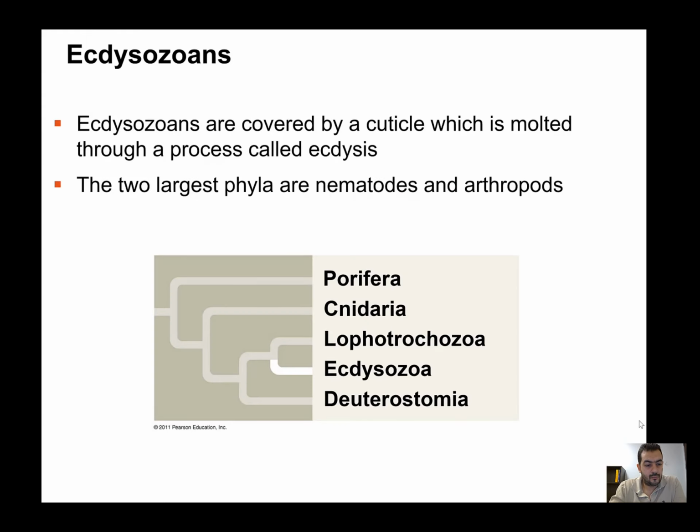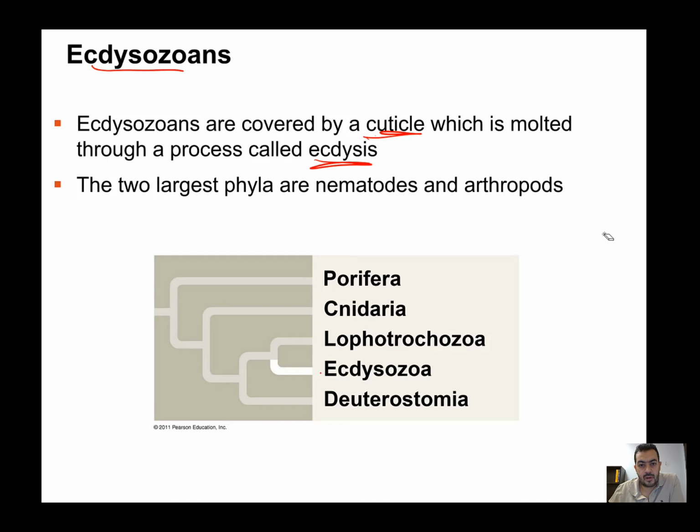Leaving the Lophotrochozoa and now moving to the Ecdysozoa. Ecdysozoa are covered by a hard cuticle that is molted through a process called ecdysis. This hard cuticle is not flexible. It does not allow the expansion of the organism. So in order for the organism to grow in size, it needs to shed or cast off the old cuticle, and then a new, bigger cuticle is formed to allow the growth of the organism.